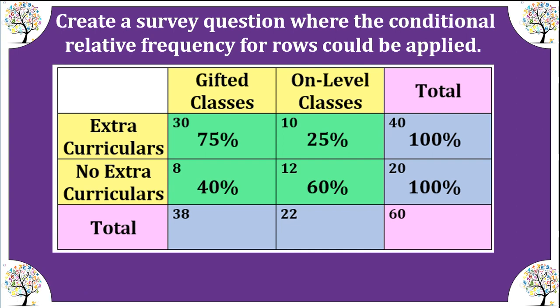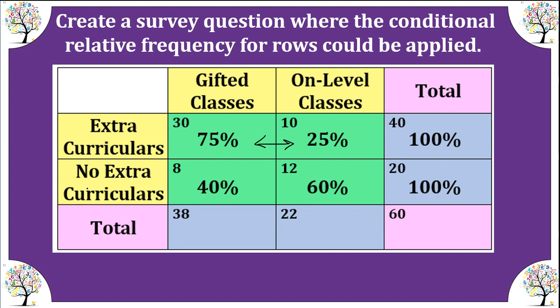In this example, we are looking at the row conditional. And again, our question this time could be, of those folks that participate in extracurricular, are they more, less, or equally likely to be in a gifted class or an on-level class? And we can see that there is a big difference between 75% and 25%. So folks that participate in extracurriculars, I can predict that they probably will be in a gifted class.